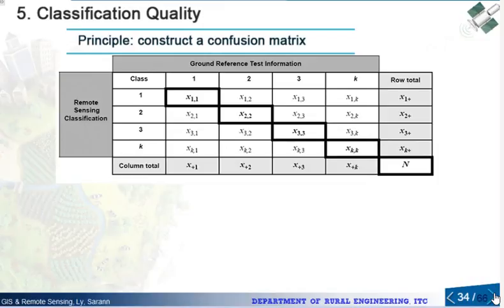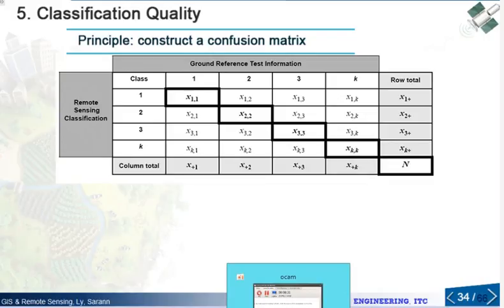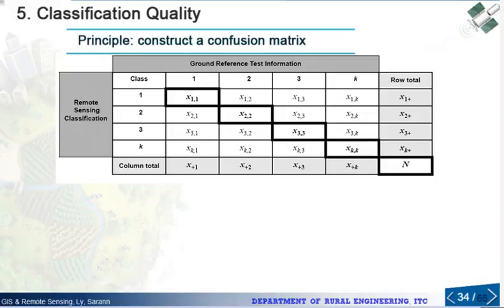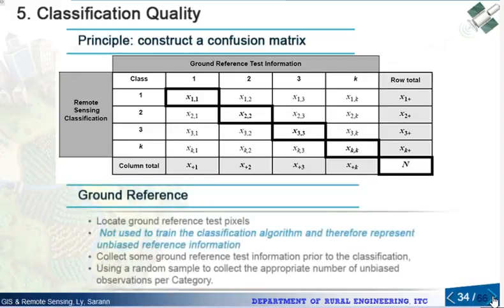So to evaluate our classification, we need to construct a confusion matrix. A confusion matrix is a table that is often used to describe the performance of a classification model, or classifier, on a set of test data for which the true values are known. So you have a matrix which represents the ground reference test information and the remote sensing classification.